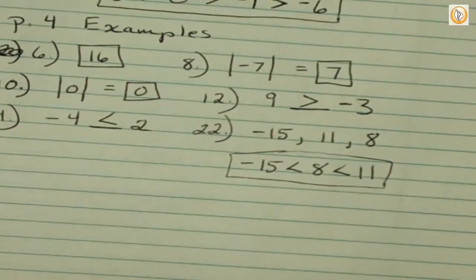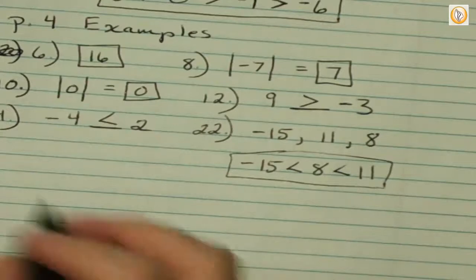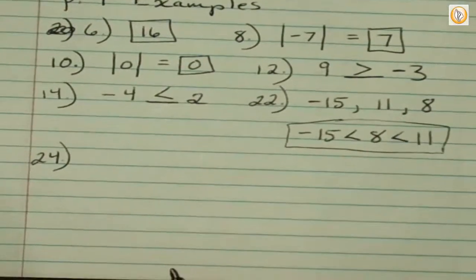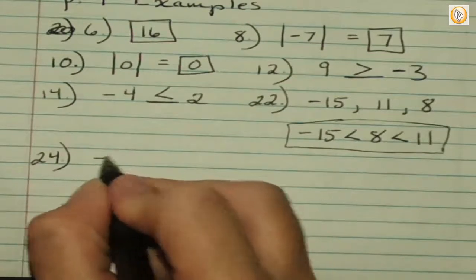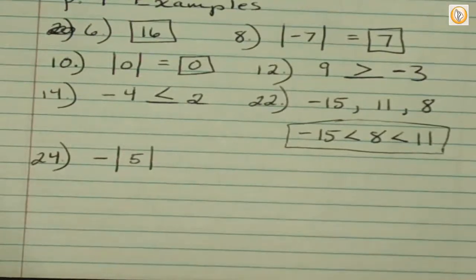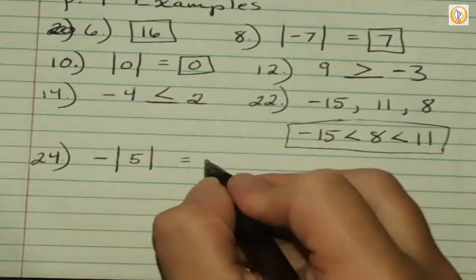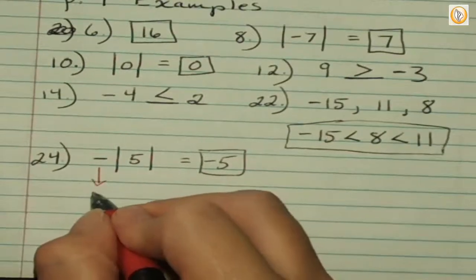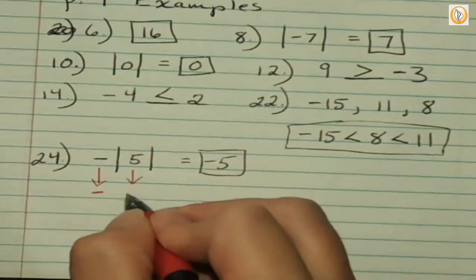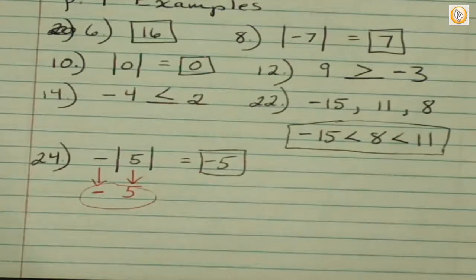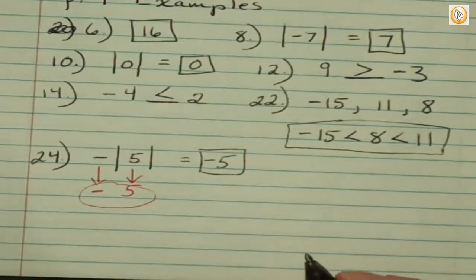Two more and then I'm setting you free. Number 24. The directions say simplify. All right, I have negative absolute value of 5. Italia, what would that answer be? Bingo, it is negative 5 because, boys and girls, we bring down the negative and the absolute value of 5 is 5. So the answer is negative 5. Any questions?